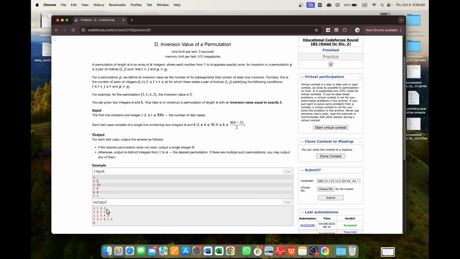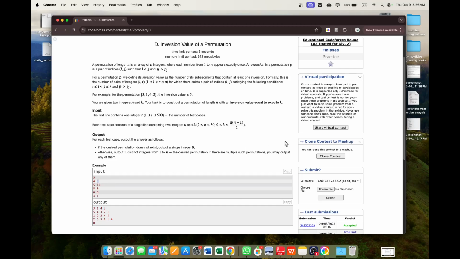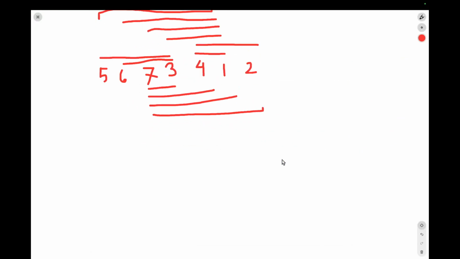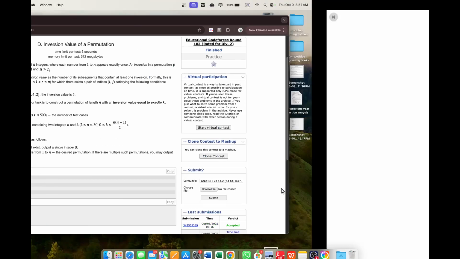Here there is a permutation 3 1 4 2. We will calculate whether we get 5 or not. Okay, 3 1 4 2. So 3 1, then 4, then 2. Is it this? Yes, this.